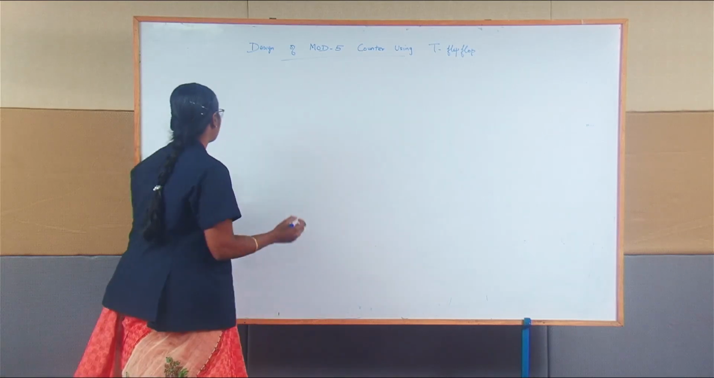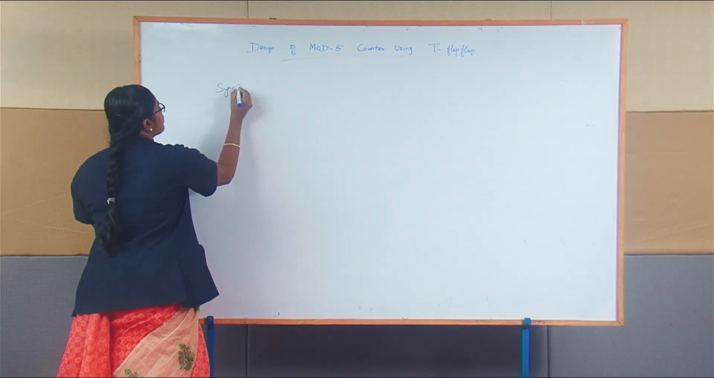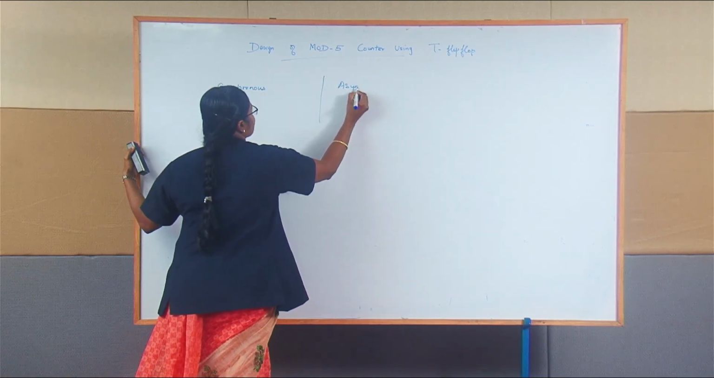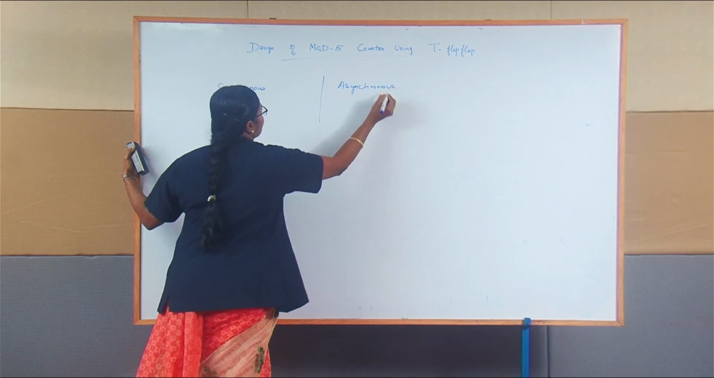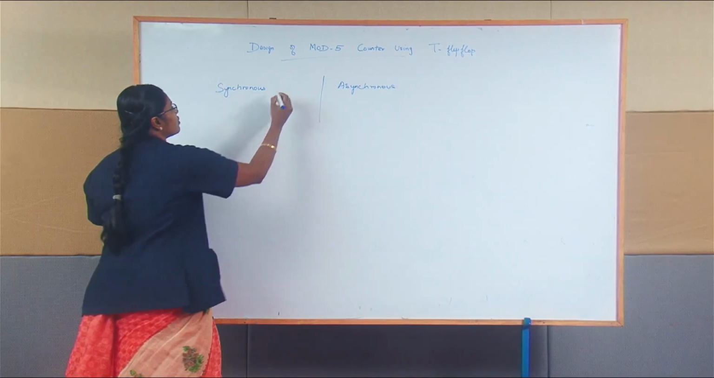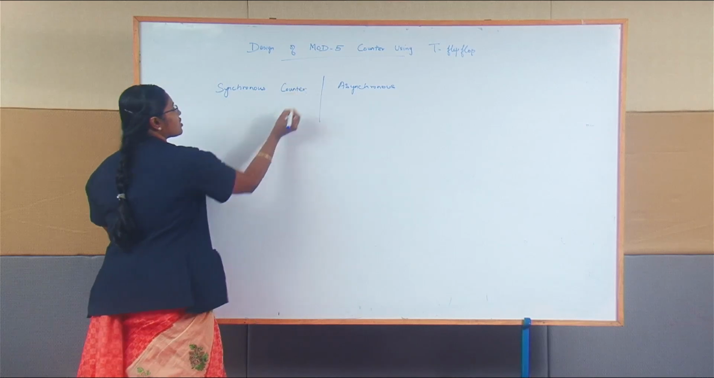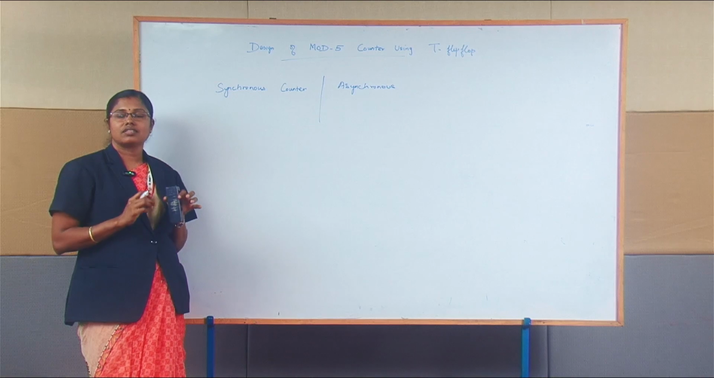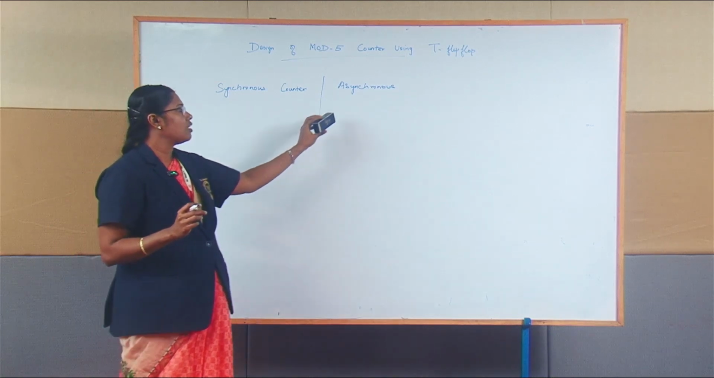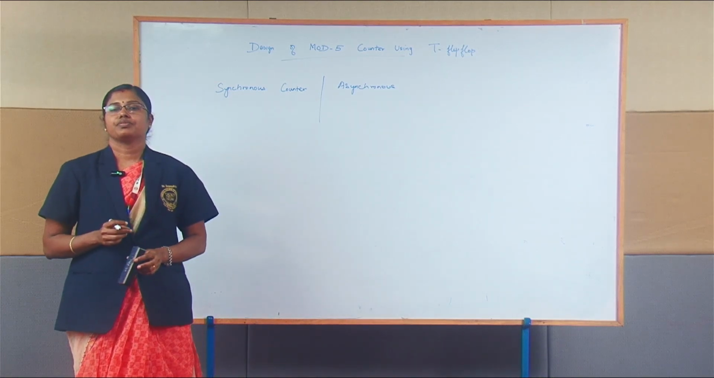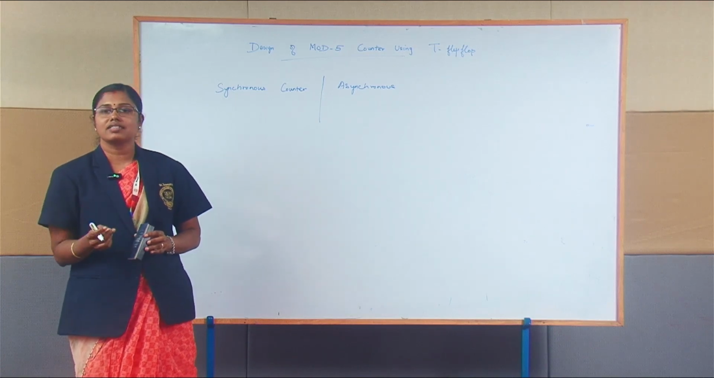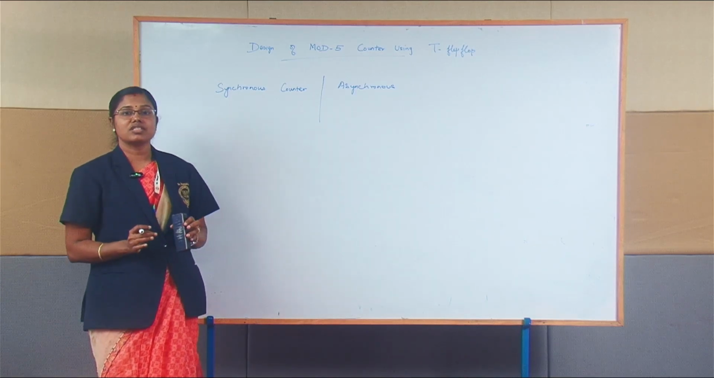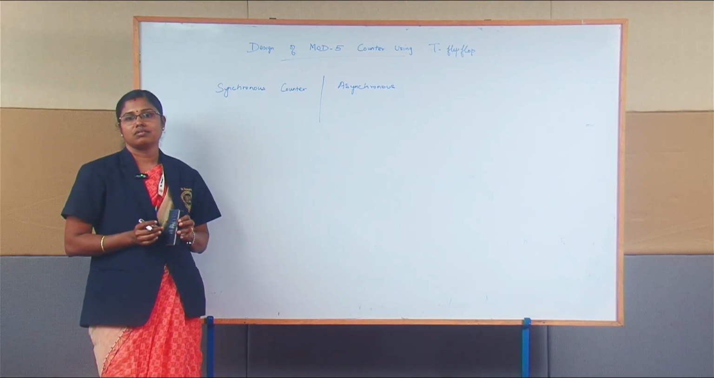There are two types of counters: synchronous and asynchronous counters. In a synchronous counter, we give the clock pulse to all the flip-flops simultaneously, whereas in an asynchronous counter, the output of one flip-flop acts as the clock pulse for the next. That means we do not provide the clock pulse simultaneously to all the flip-flops.